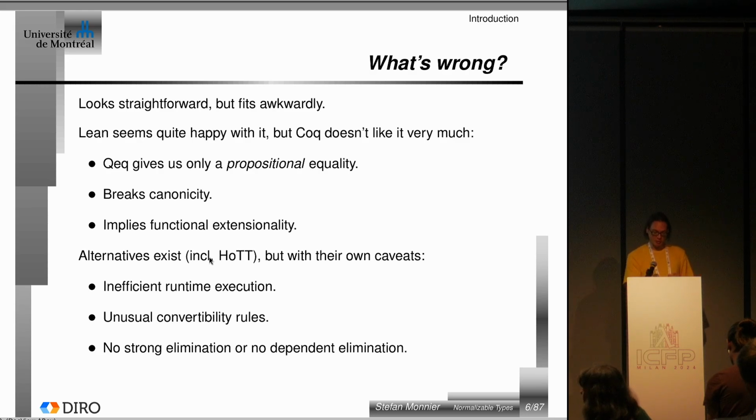But of course, homotopy type theory has other problems in the context of programming. So I'm not going to consider this. But even other alternatives exist, based on normalized types, typically. But those have their own set of troubles. For example, they tend to introduce inefficiencies at runtime, or they require unusual reduction rules, which make it more difficult to adapt to new systems, or they lack strong elimination or dependent elimination, meaning you can write programs with them, but you can't necessarily prove the properties of those programs.